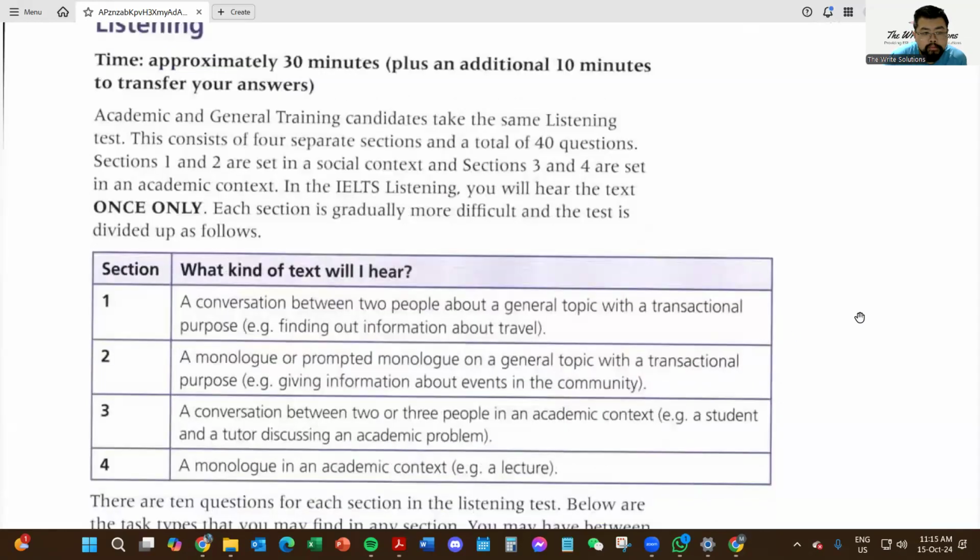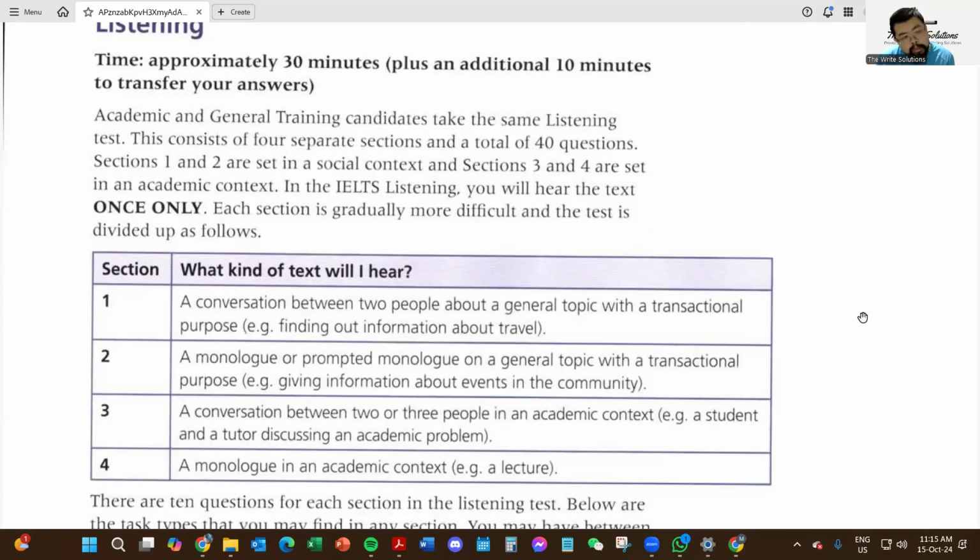Each section is gradually more difficult than the last and is divided up into the following. Section 1, a conversation between 2 people about a general topic. Now, this is the easiest one because it's about a general topic. But for example, finding out information about travel. Okay? This may be encountered in your everyday life. Calling a travel agency, booking a trip. Most international students have already done this because they travel to Canada. Some of you may or may not have traveled, but think about that.